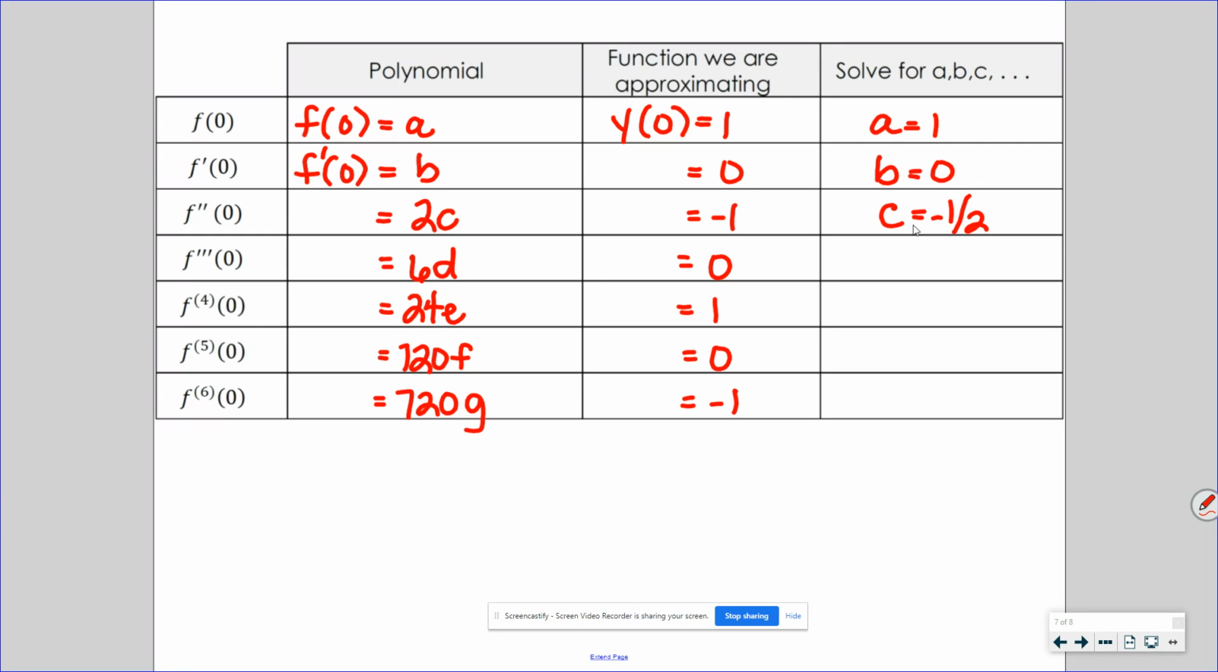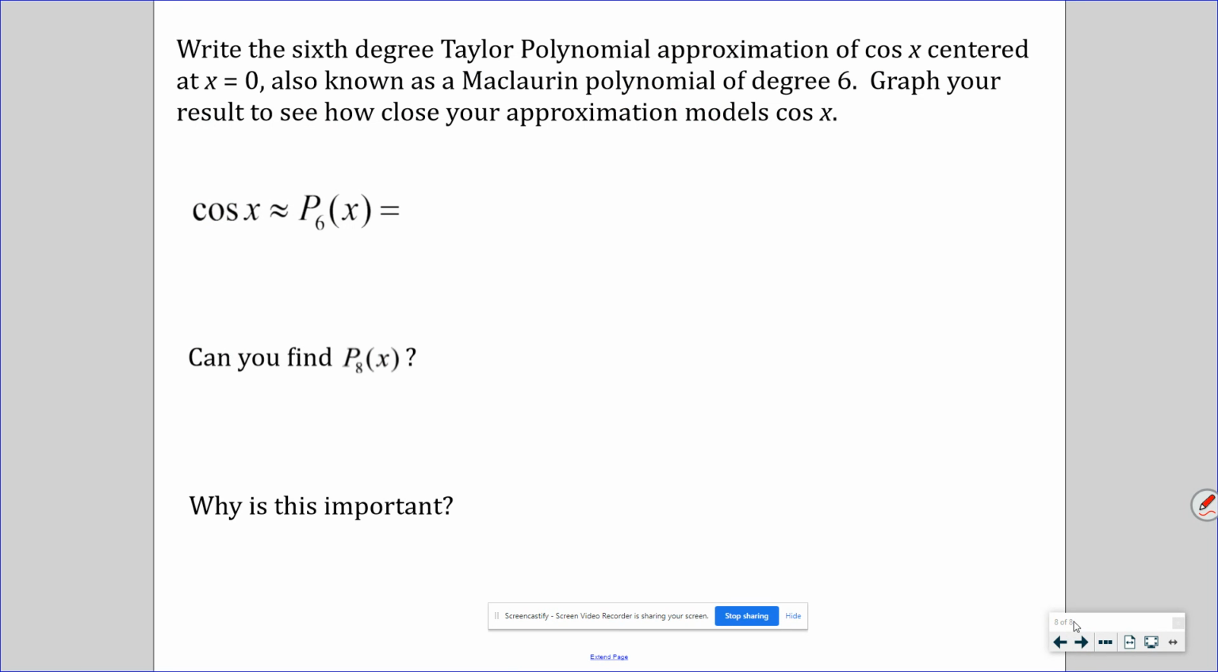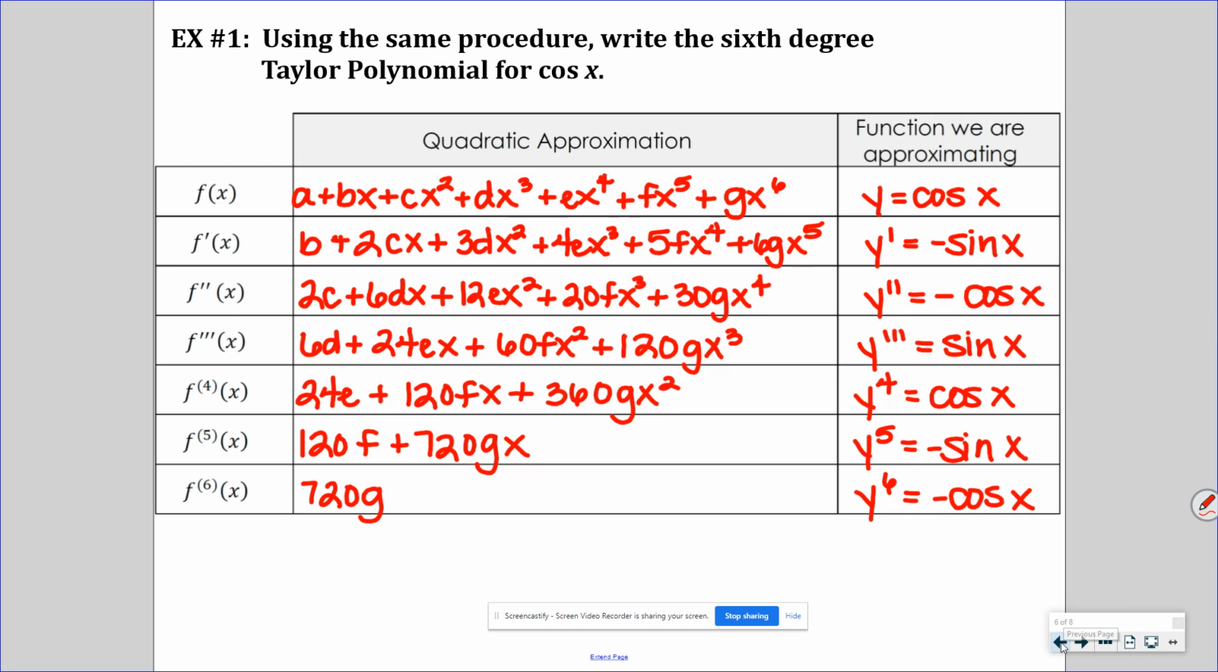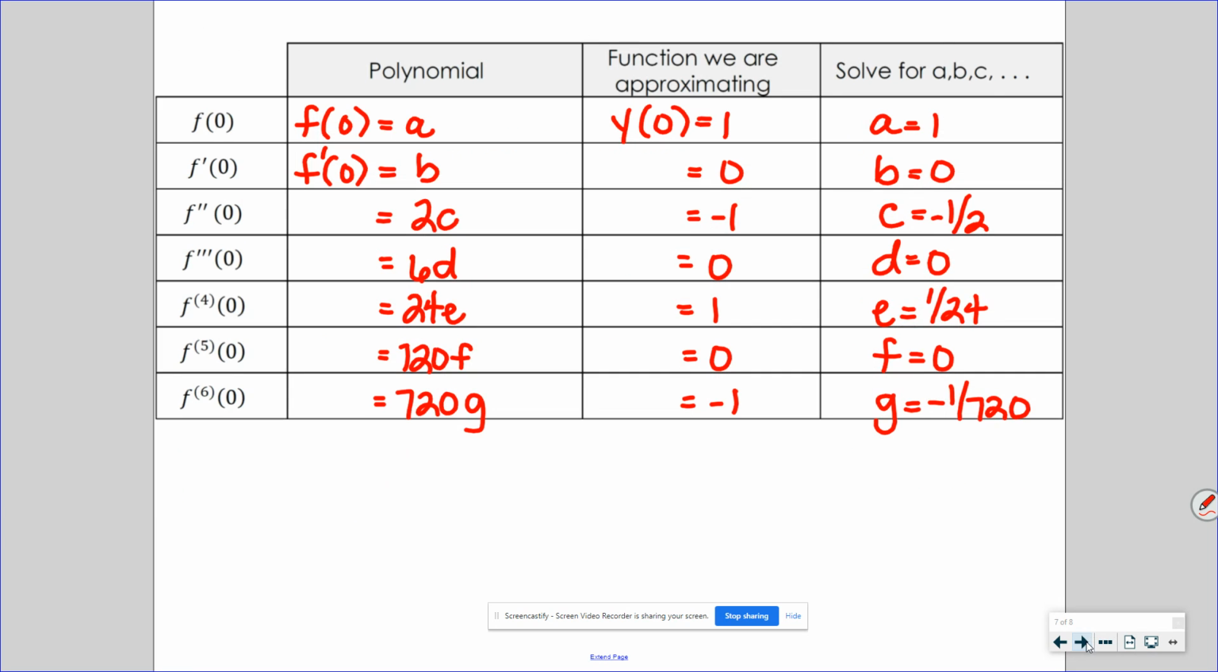So those are not any different than what we had before. D would be 0. E is going to be 1 over 24. F would be 0. And then G would be negative 1 over 720. Okay, so now you're going to take that and put it all back together. That means you're going to go back to this really goofy looking quadratic approximation. Not quadratic, this isn't quadratic anymore, but polynomial approximation. And you're going to plug in all the A, B, C values that you found.